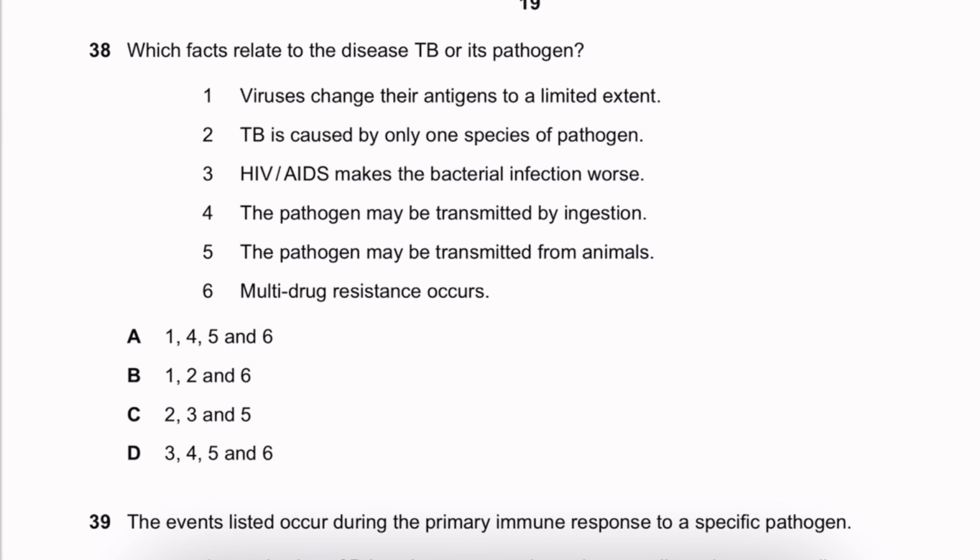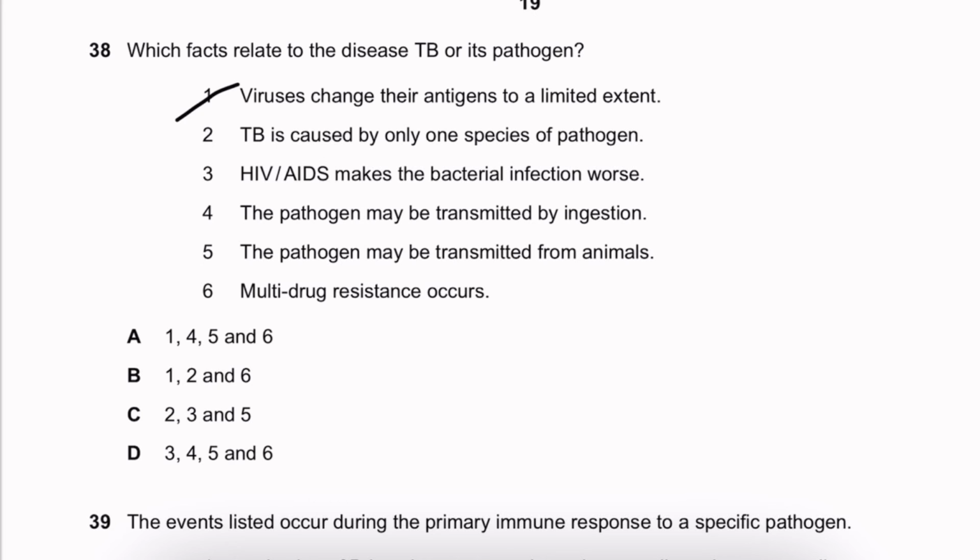Okay, which facts relate to TB or its pathogen? Viruses change their antigens to a limited extent. TB is caused by only one species of pathogen. HIV or AIDS makes the bacterial infection worse. The pathogen may be transmitted by ingestion. The pathogen may be transmitted from animals. Multi-drug resistance occurs. Okay, firstly, TB is bacterial, it's not going to be caused by viruses, so we can just cancel out 1. TB is not caused only by one species of pathogen.